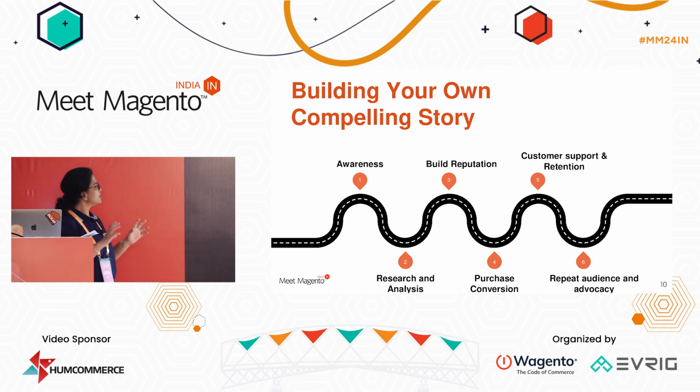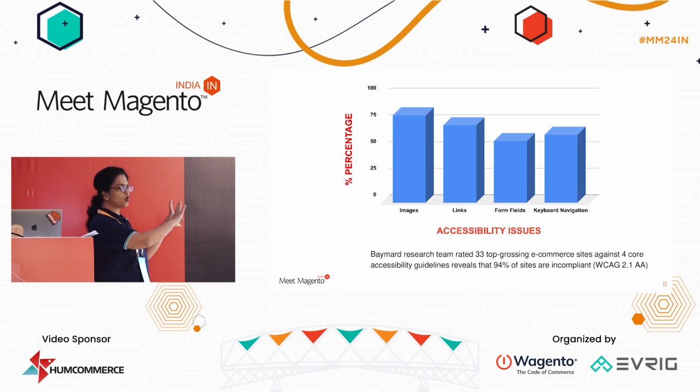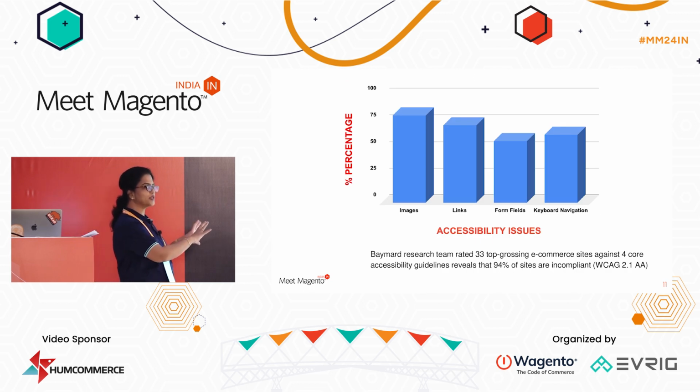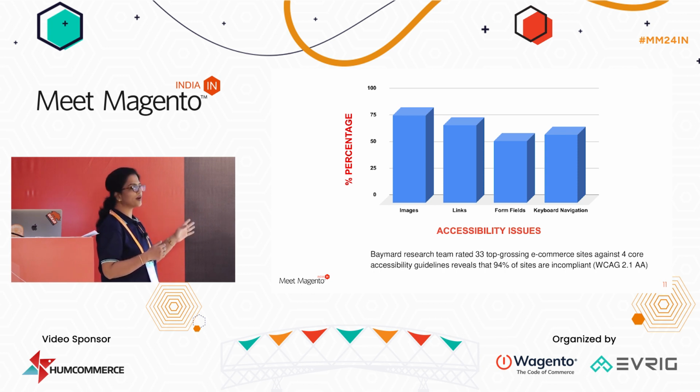So these are some interesting facts. What are the major common issues available on a website for disabled people? Images, links, form fields and keyboard navigation are not accessible to everyone. They do have all these issues, and these percentages of issues are available. A survey was taken on the 33 top selling websites, and 94% of the websites failed in this survey. So they do have all these problems on their websites.